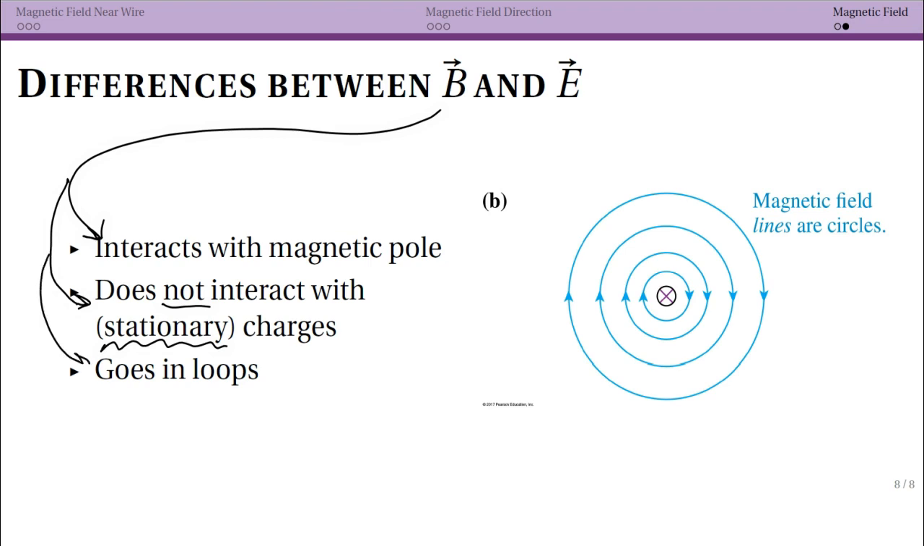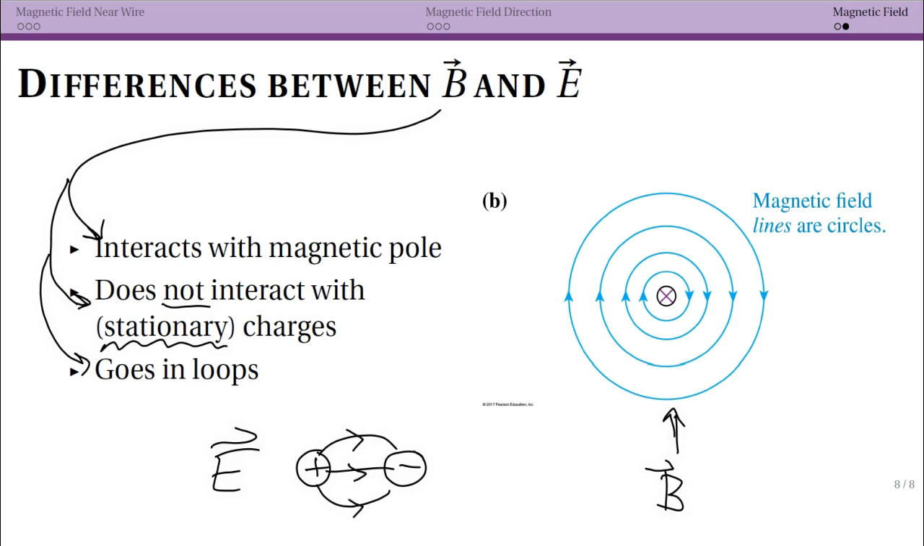Lastly, your magnetic field goes in loops, right? Notice that this is what's happening with your B field. Now, why does this matter? Well, when you had an electric field, we would have a positive charge, we would have a negative charge, and we would always say, oh, our electric field lines start on one and end on the other, right? And so those were our electric field lines. Our magnetic field lines, we're usually going to see loops. And this is especially true with wires.